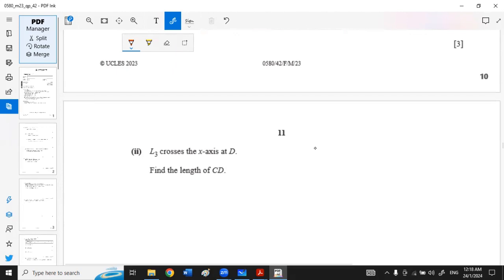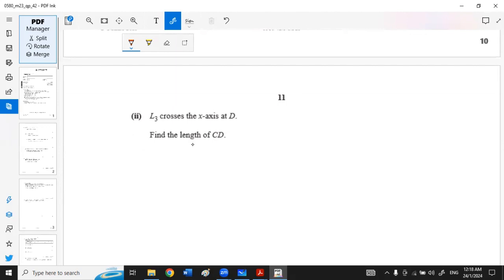L3 crosses the x-axis at D. Find the length of CD. Crossing the x-axis means y equal to 0. The y equal to 2x minus 1. So 0 equal to 2x minus 1. Your x should equal to 1 over 2. So your coordinate is (1 over 2, 0). This is D. And C is (2, 3).